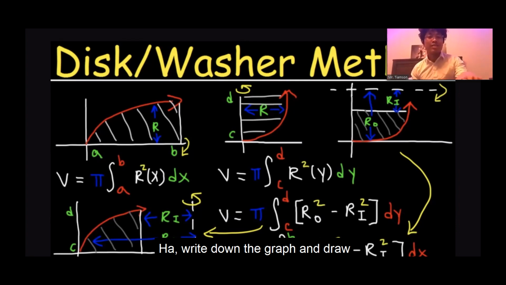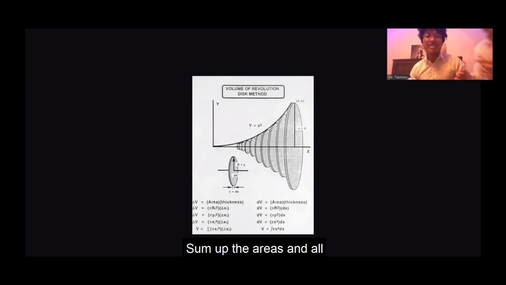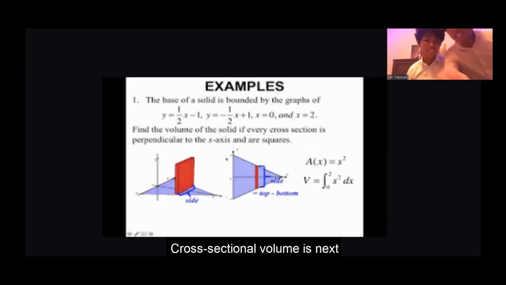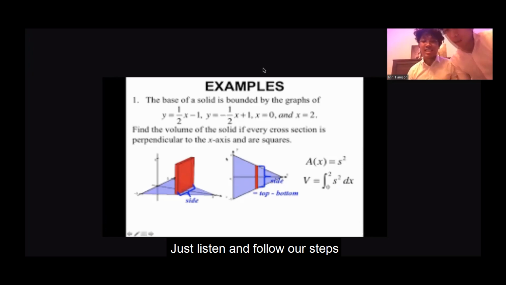Write down the graph and draw. Rotate the axis it's on. Sum of the areas and all. Cross-sectional volume is next. Constant S squared dx. Just listen and follow our steps.